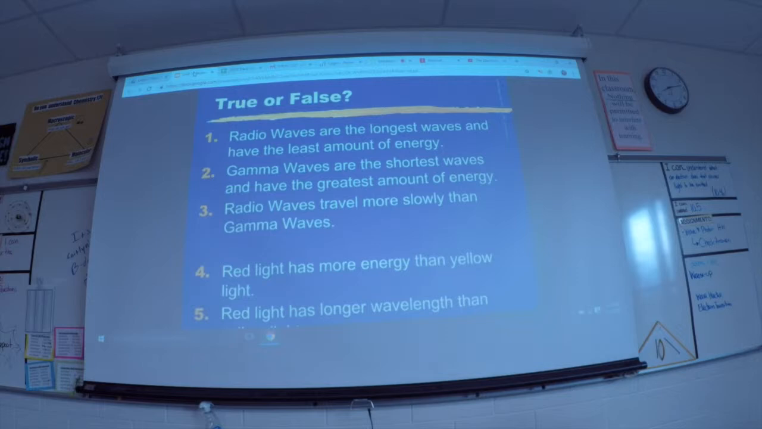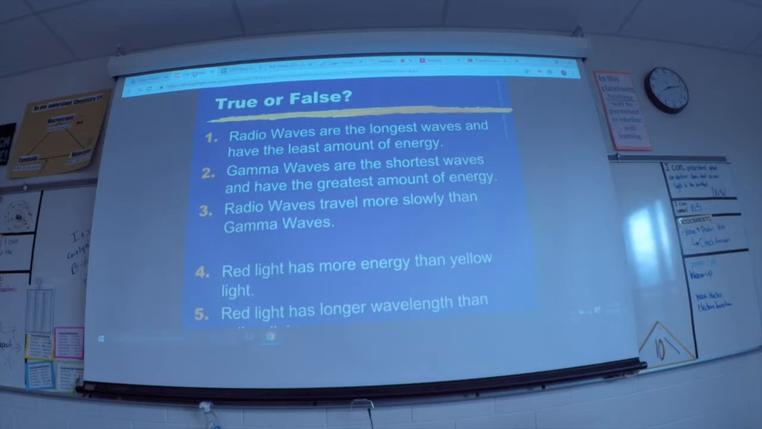Okay, if you think the answer is true, make a T. If you think the answer is false, make an F. Okay? All right, number 1, radio waves are the longest waves and have the least amount of energy. True or false? Show me your sign, please. Very good. That is true, right? Because they're on the farthest end of our spectrum.